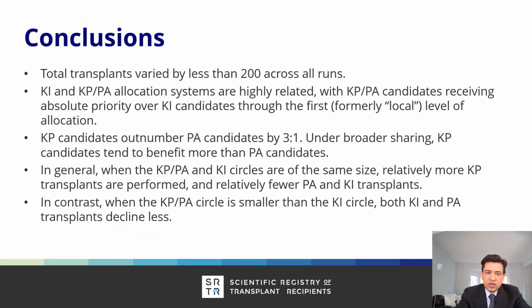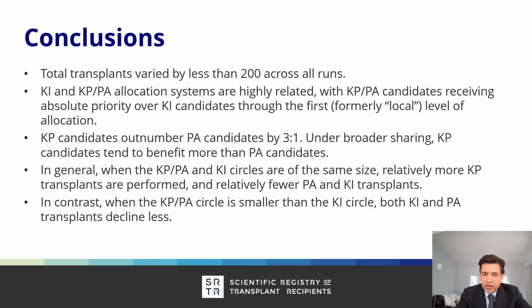So in conclusion, the number of transplants varied by less than 200 across all scenarios. Kidney pancreas and pancreas alone allocation systems are highly related, with kidney pancreas and pancreas candidates receiving absolute priority over kidney candidates through the first, or formerly local, level of allocation. Kidney pancreas candidates outnumbered the pancreas alone candidates by 3 to 1. Under broader sharing, kidney pancreas candidates tended to benefit more than pancreas alone candidates.